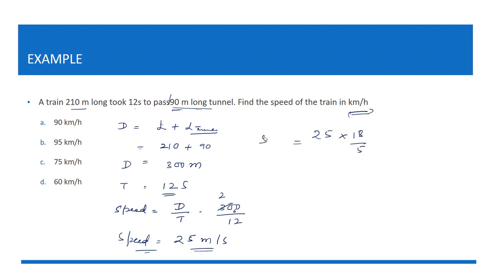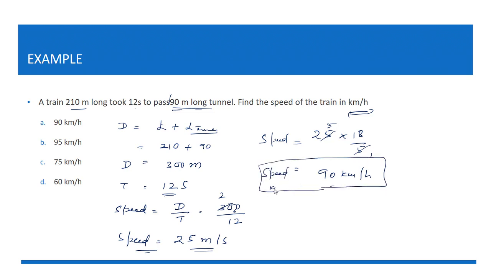This speed is equal to 5 ones are 5, 5 fives are 25. So 18 into 5, that is 90 kilometer per hour. The speed of the train in kilometer per hour is 90 kilometer per hour. The answer here is A. Hope you understood. Let us solve around 15-20 problems so that you can easily understand the whole concept of speed, distance and time.